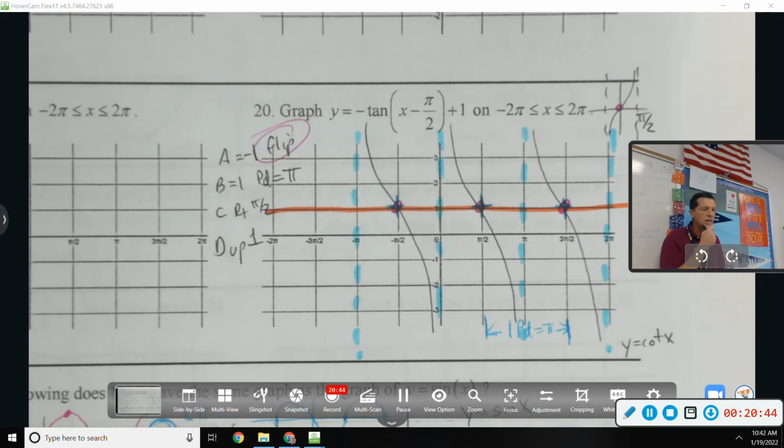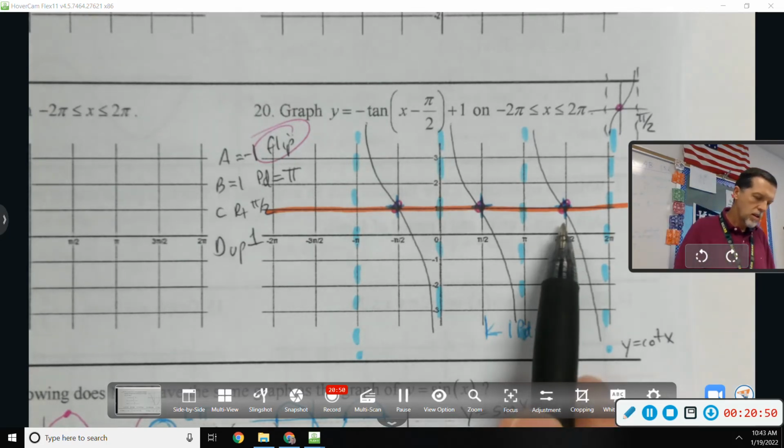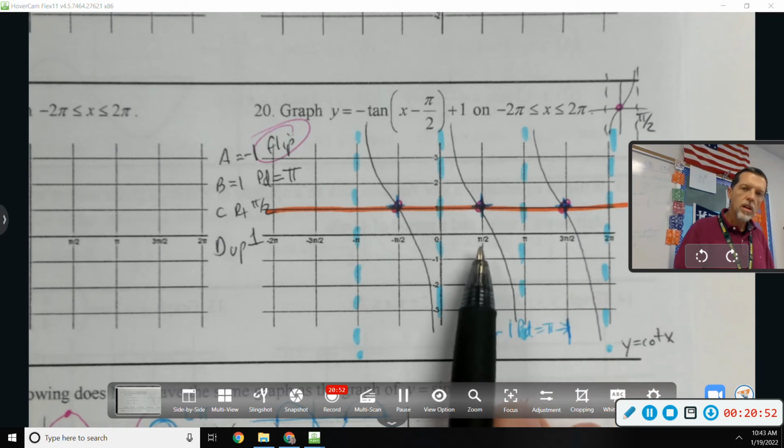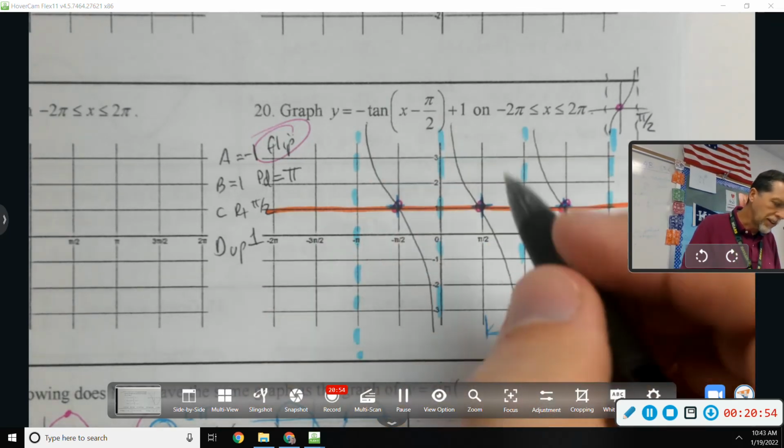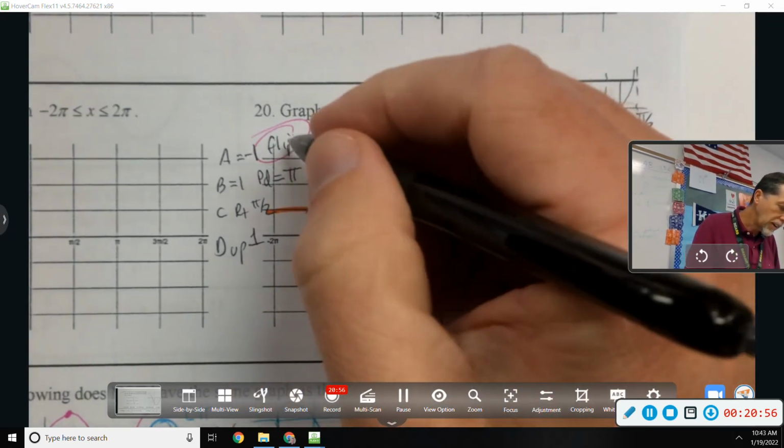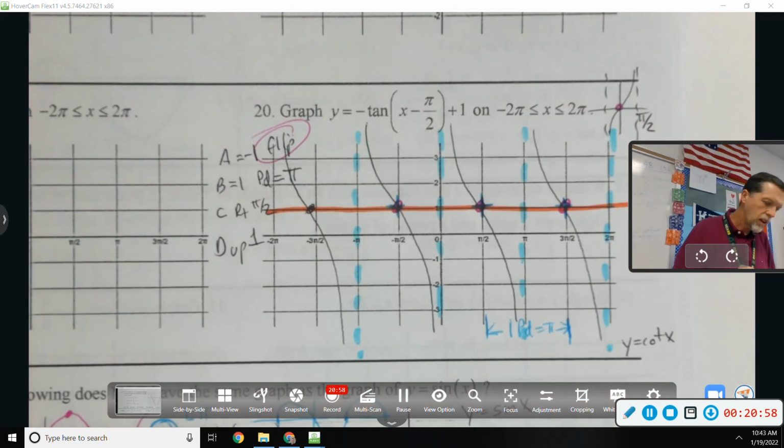Can we also graph over the negative? Like another zero? Oh yeah, sure. If we were going to continue it, there'd be another one right here. Any questions on 20? Now we've seen a sine, a cosine, and a tangent.